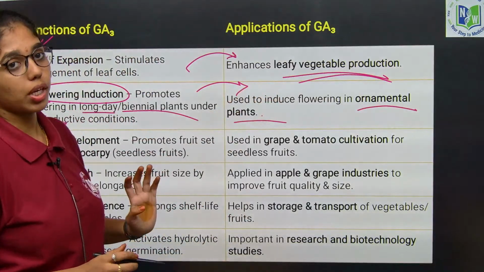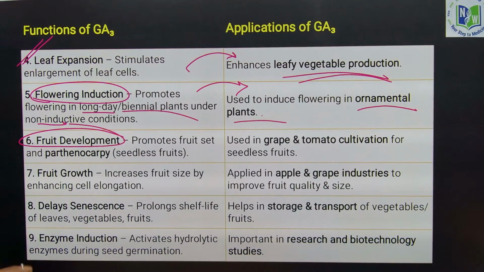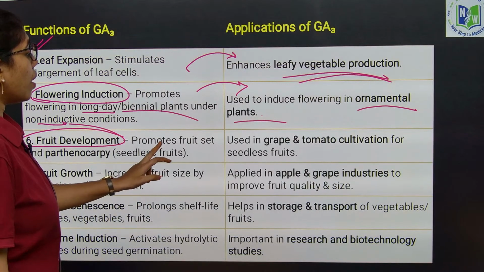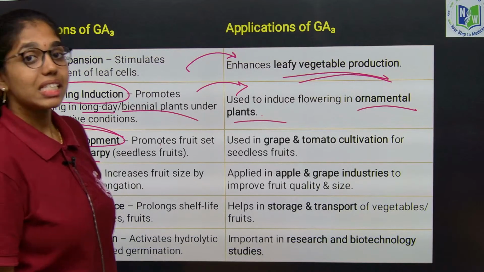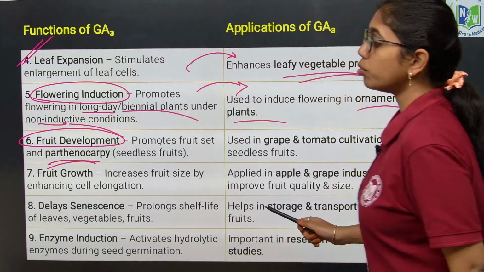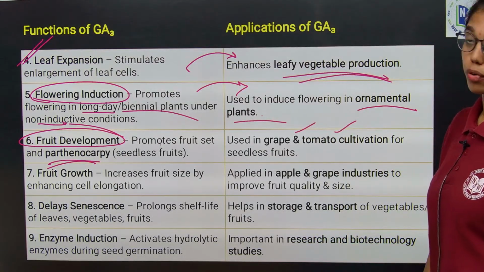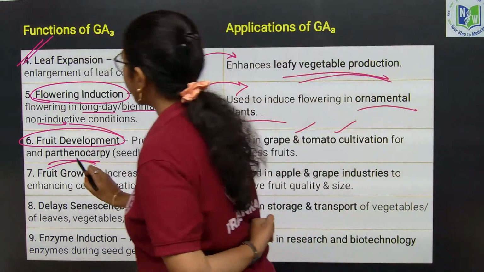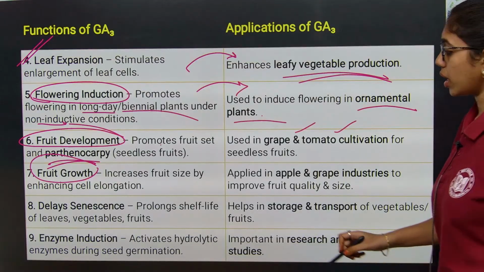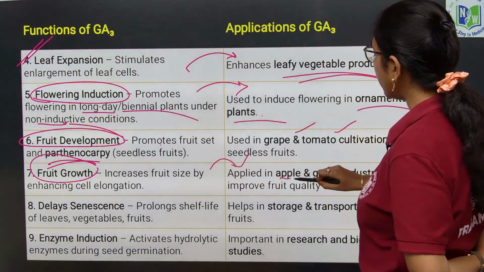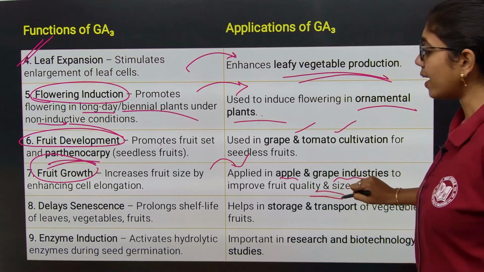This is the commercial importance. And then fruit development. Fruit development is again a major function of gibberellins, which promotes fruit set and parthenocarpy, that is production of seedless fruits. This is used in both grapes and tomato cultivation for seedless fruits. And the next function is fruit growth. This increases the fruit size and enhances cell elongation, and this is applied in apple and grape industries to improve the fruit quality and size.